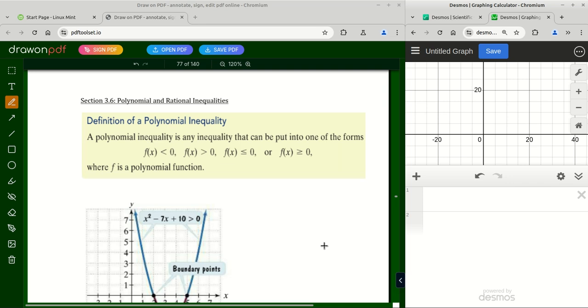So this is a lecture video for 1314 section 3.6. We're going to be doing inequalities. The difference between us in 1314 versus what they do in 1414 is that we can use Desmos graphing. Yay! So we're going to use Desmos graphing for all this. It's going to be great. I'm going to show you how to do it by hand twice. And then everything else is Desmos graphing.